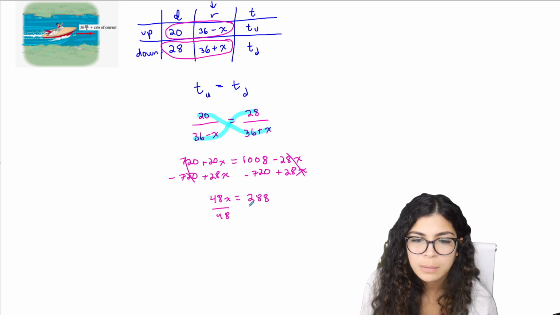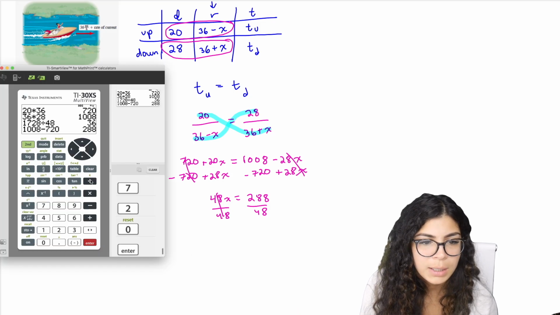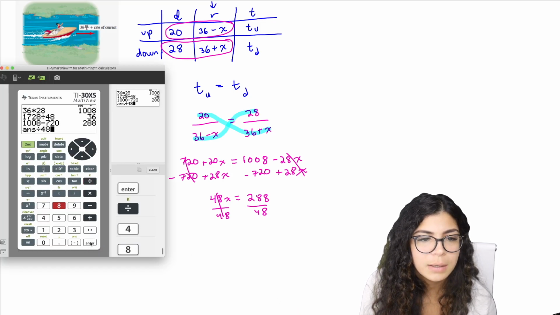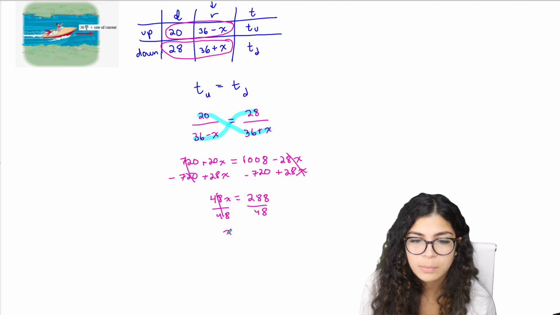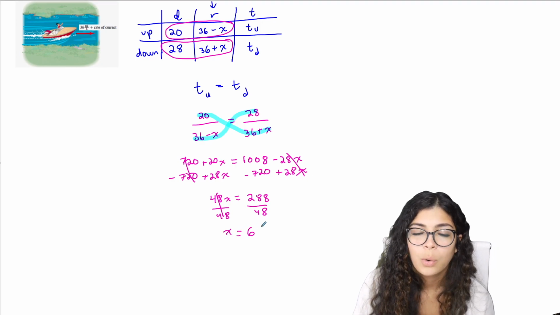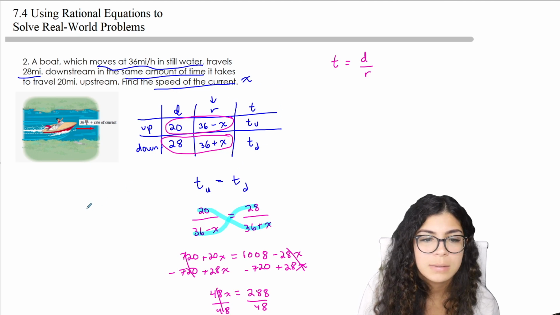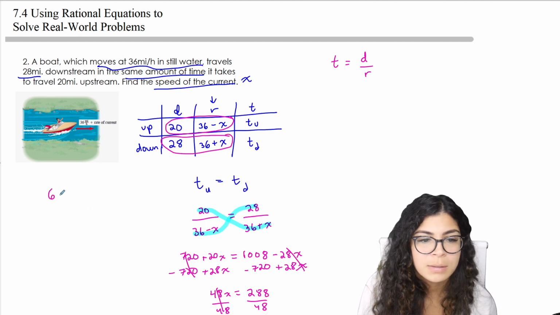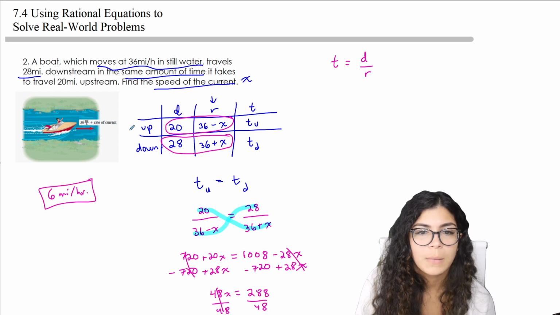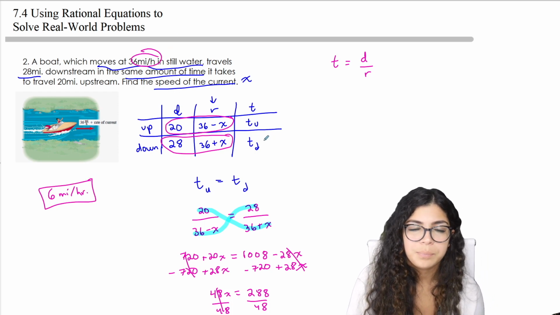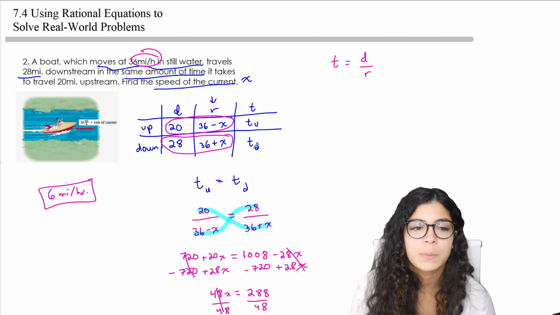Divide 48 on both sides. 288 divided by 48 is 6. Oh, what a coincidence. So the speed of the current is also 6 miles per hour. Okay, because this rate is also measured in miles per hour.